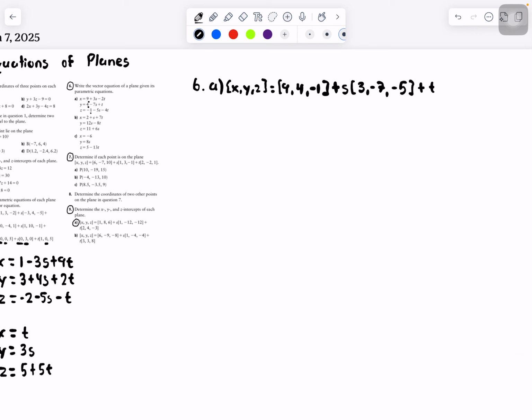Plus, now I need the t parameter outside. And I got a minus 2, then a 1, and then a minus 4. Alrighty, perfect.